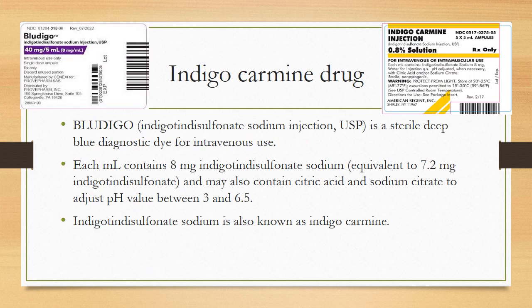The second example of pharmaceutical formulations that use a coloring agent is Bolidigo, which is a sterile deep blue diagnostic dye for intravenous use. It contains indigotindisulfonate sodium, which is known as indigo carmine, and may also contain citric acid and sodium citrate to adjust the pH value between 3 and 6.5.